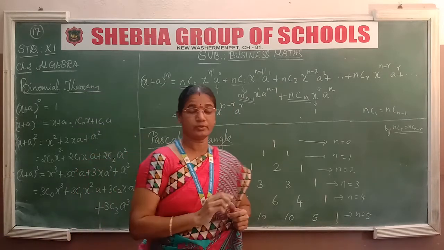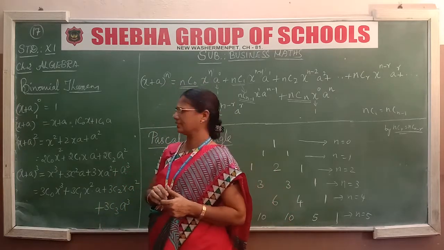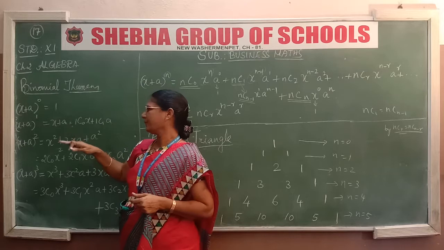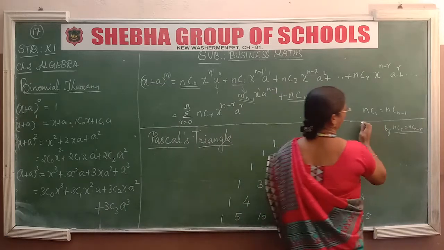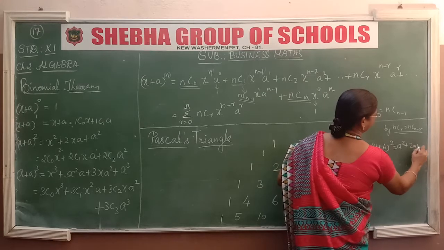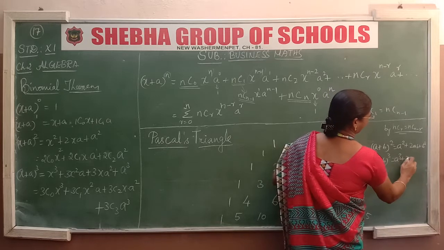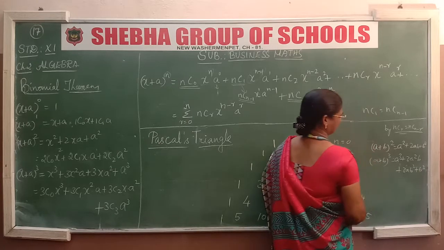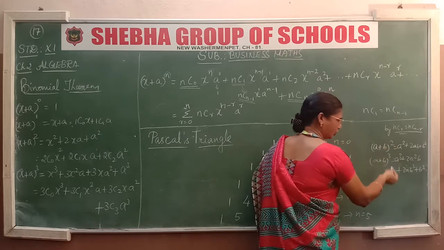And we know the algebraic identities from the 9th standard, I think, 9th or 8th standard we have studied: (a plus b) whole square, (a plus b) whole cube and all we have learned, isn't it? What is (a plus b) whole square? (a plus b) whole square is a square plus 2ab plus b square, and (a plus b) whole cube is a cube plus 3a square b plus 3a b square plus b cube, isn't it? Listen carefully, we have studied (a plus b) whole square and (a plus b) whole cube.